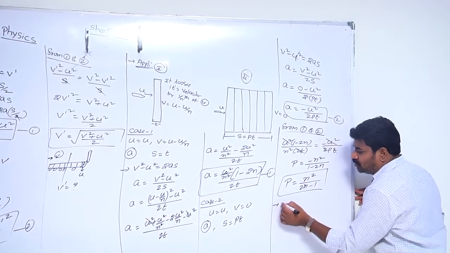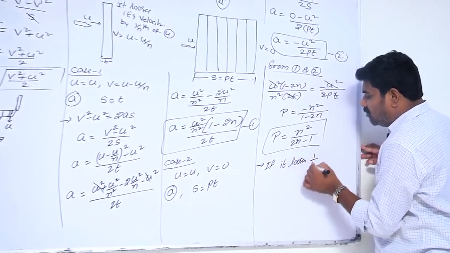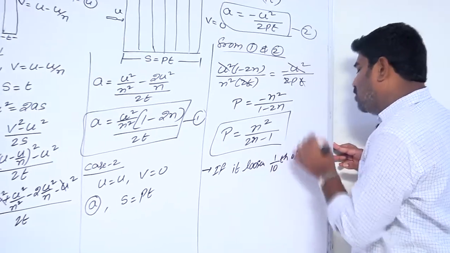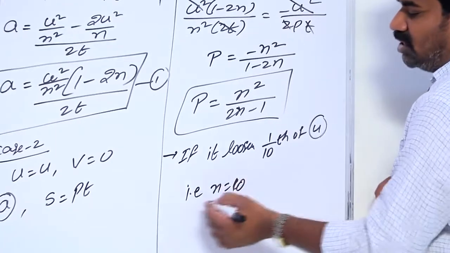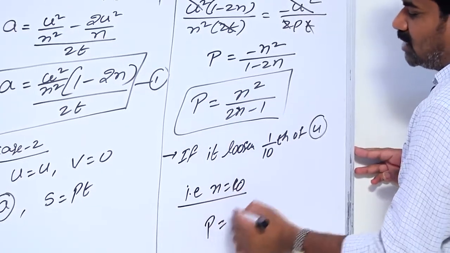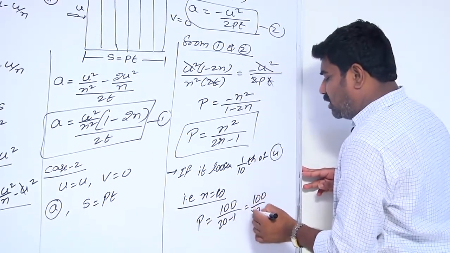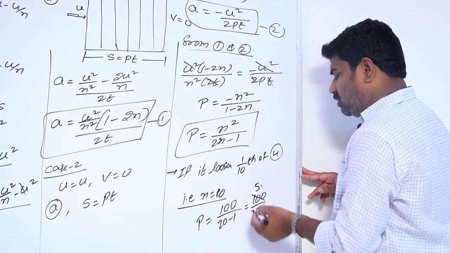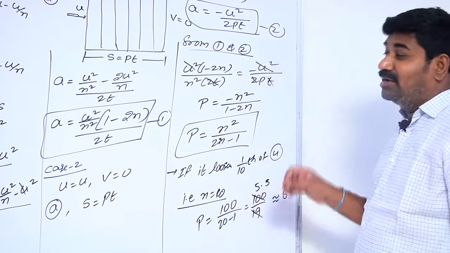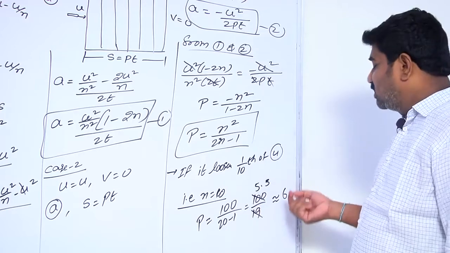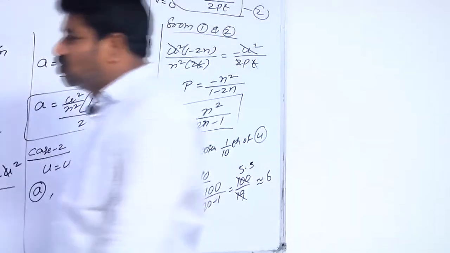For example, if it loses 1 by 10th of its initial velocity, then n is equal to 10. So the number of planks required is 100 by 20 minus 1, that is 100 by 19, which is 5 point something. So 6 planks are required to stop the bullet.